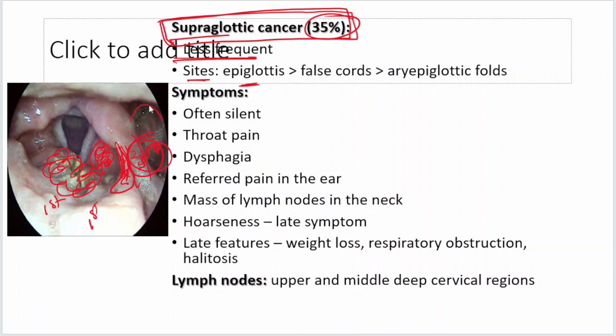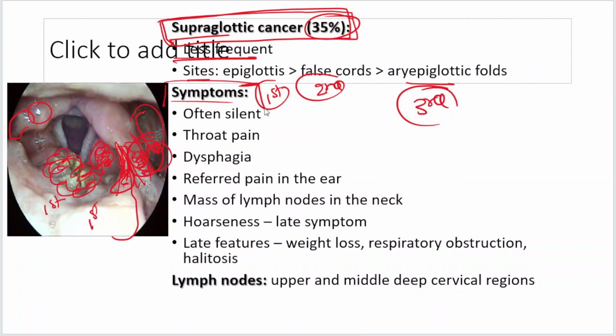Sorry, this one is the aryepiglottic fold. This is the piriform fossa. Okay, sorry, this is the epiglottis. This is the aryepiglottic fold. This is the arytenoids. Sorry. So the aryepiglottic folds are the third most common site. The first most common site is the epiglottis. Then we have the false cord, and then the aryepiglottic fold.